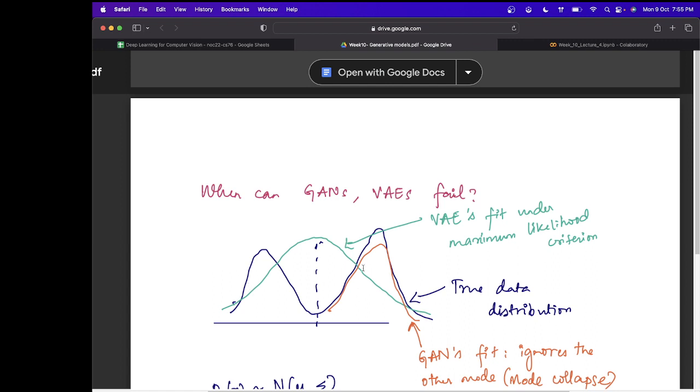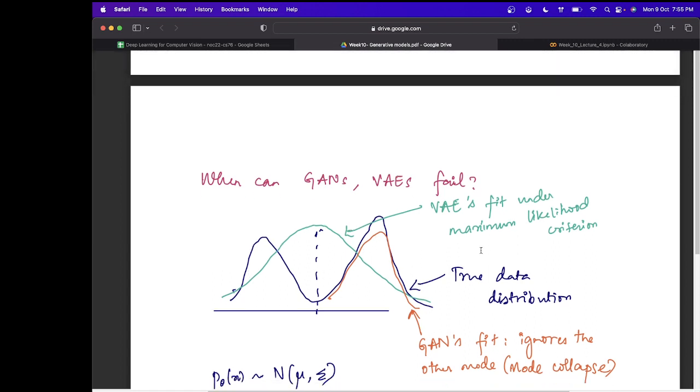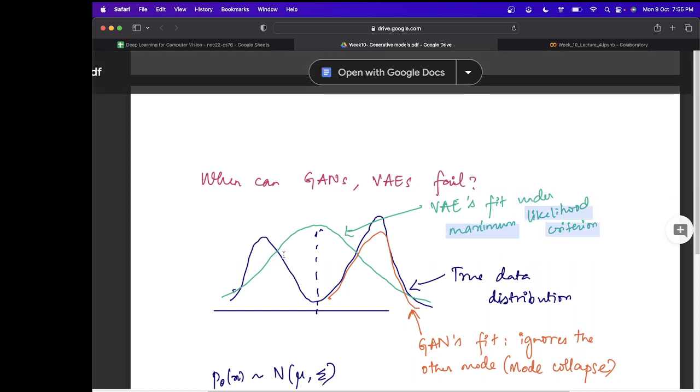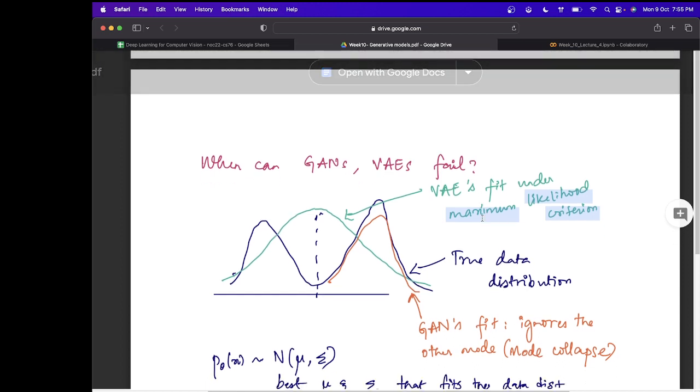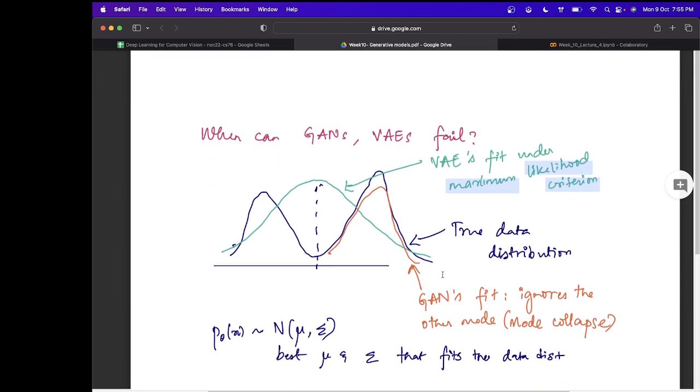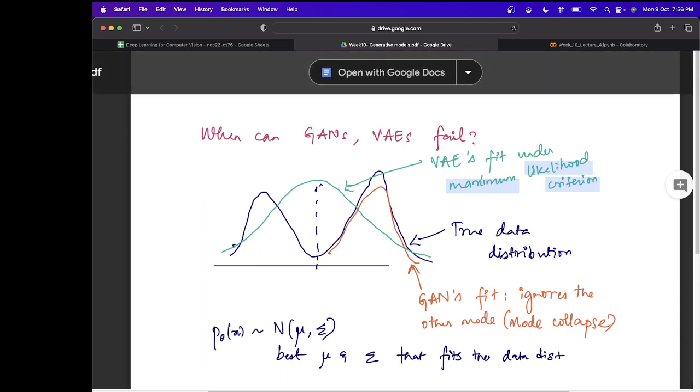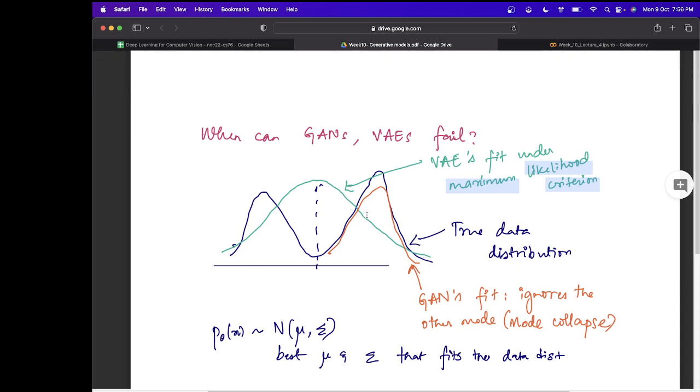modes. Okay, so we know that VAEs basically optimize the maximum likelihood criteria, right? And that basically generates this green distribution, which is completely different from the true data distribution. So VAEs fail here. And GANs, while they try to model these two modes, end up modeling only one of them.